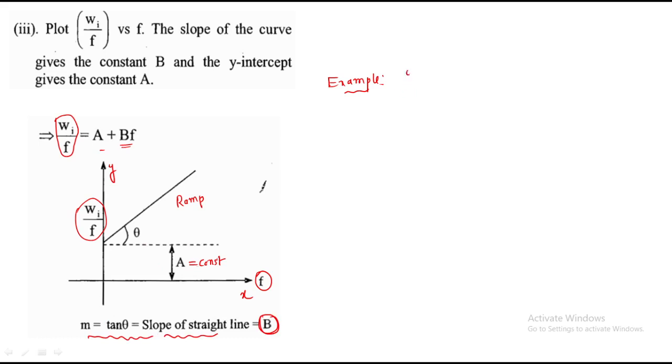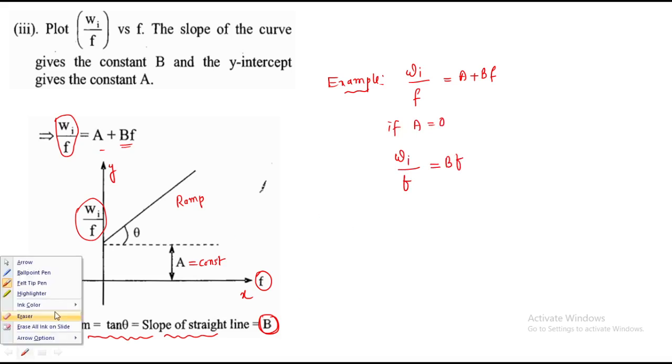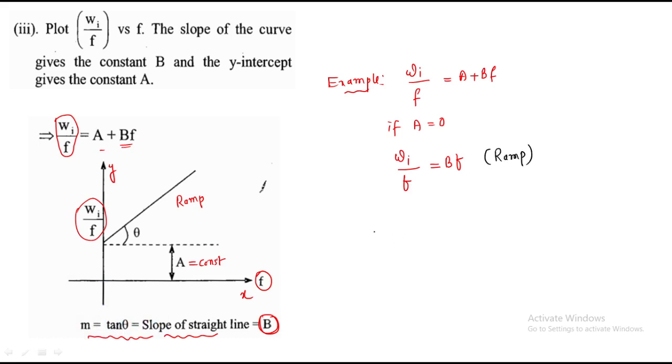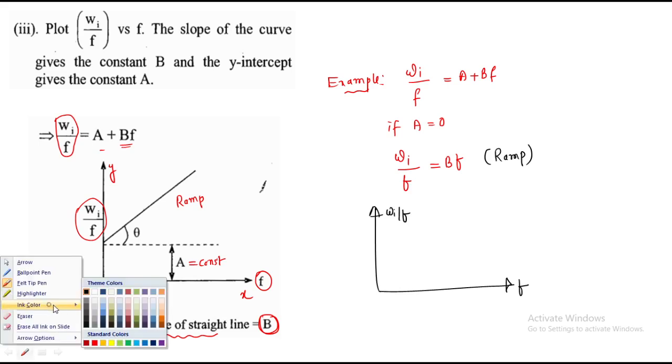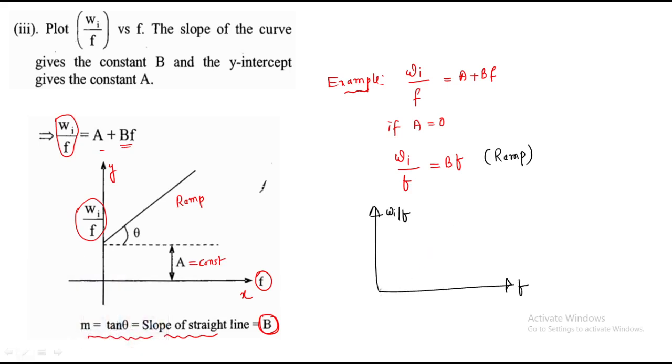Let us take Wi by F equals A plus BF. If A is equal to 0, then Wi by F is a ramp signal only. This is frequency, and the signal is like this. This is the theta. From this we are going to get the value of B.